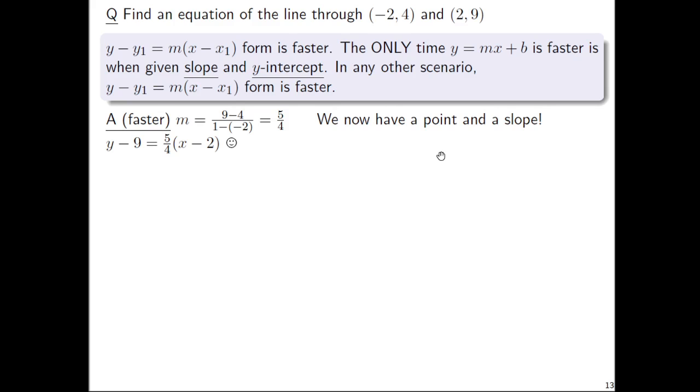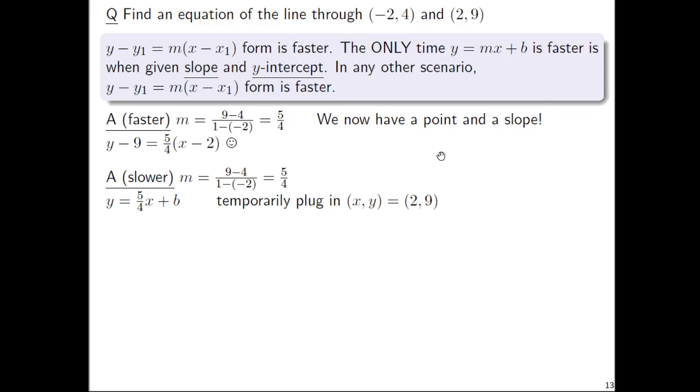Done. If you were to do the slower method, just to point out all the details, you would compute the slope. If you really insist on using y equals mx plus b, now that you know 5/4 is the slope, you'd write y equals 5/4 x plus b. Then you would temporarily plug in one of the points, maybe 2, 9, for x and y, and then you'd have to solve for b. So you'd simplify: 9 equals 5 halves plus b. You'd subtract 5 halves on both sides.